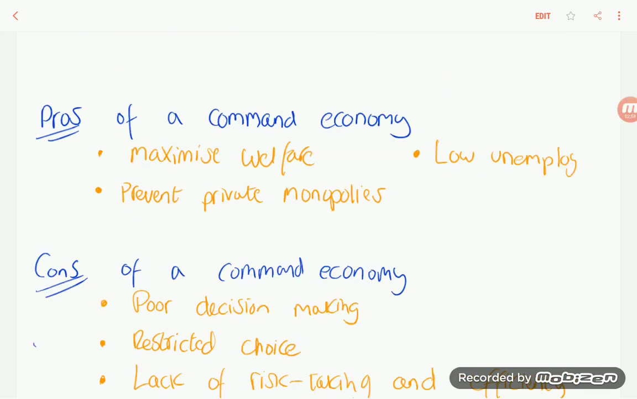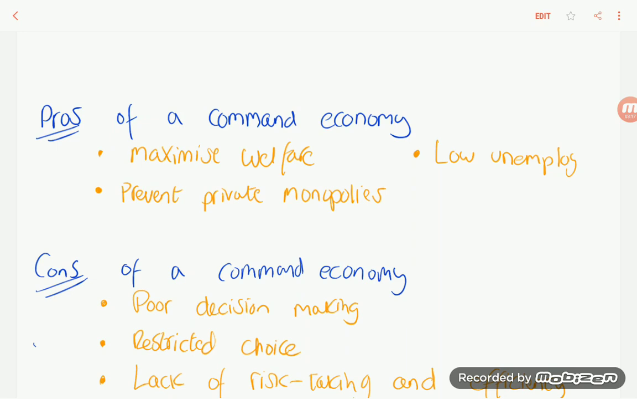In a command or planned economy, it's the government, not markets, that decides how resources should be allocated. Communist countries, for example the former USSR, have command economies, but they're much rarer since the collapse of communism in the late 20th century. However, some countries still have command economies, such as North Korea.